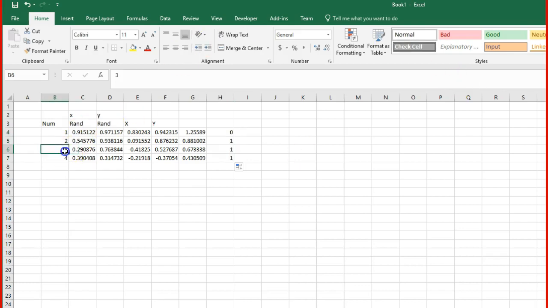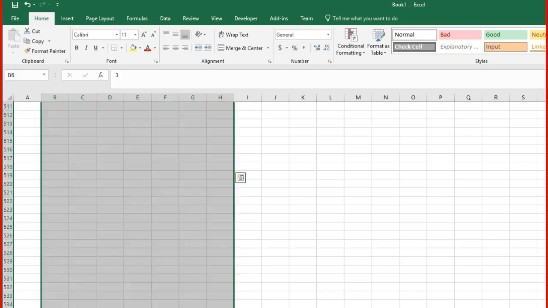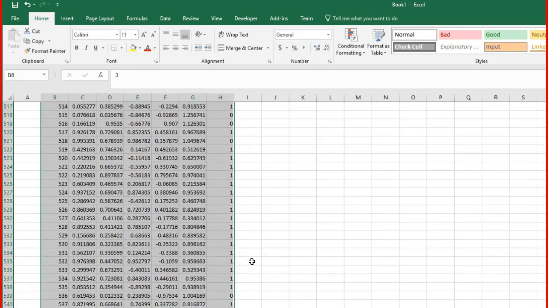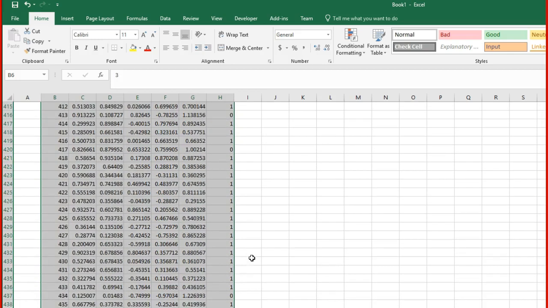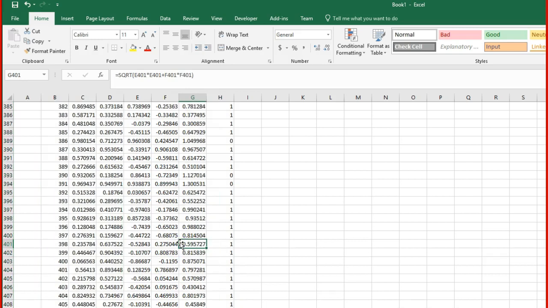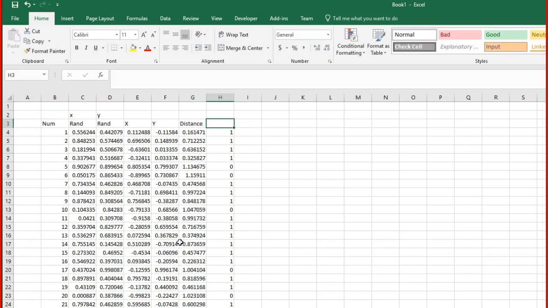We would have a more accurate response if we had a larger quantity. So instead of having 4 points, I am going to run this simulation with some 500 plus points. Let's see, 543 points. That should be more accurate. So this is the distance to the origin. This is the question, or if it's in circle.